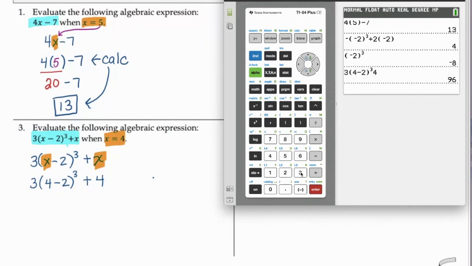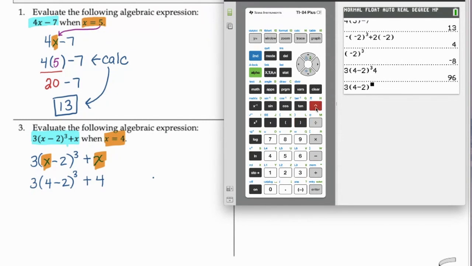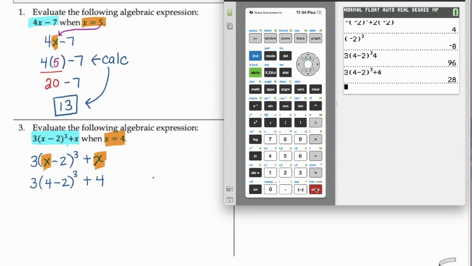So I'm going to do 3, parentheses, 4 minus 2, close the parentheses. Raise to the third power. Bring this down. Plus 4. Enter. So my answer is 28.